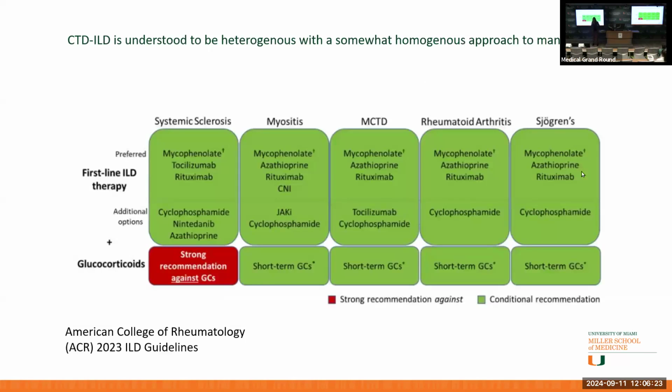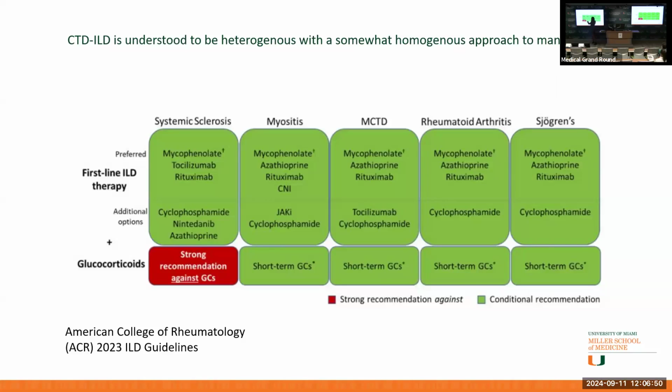All right. So this is heterogeneous. There's a lot of different diseases here that end up in getting interstitial lung disease, but our approach to treatment is somewhat homogeneous. So when we look at the American College of Rheumatology guidelines for the treatment of ILD, which are finally newly published since 2023, you can look and you're seeing basically the same things, with the exception of tocilizumab in systemic sclerosis. Mycophenolate across the board is what we're looking at.